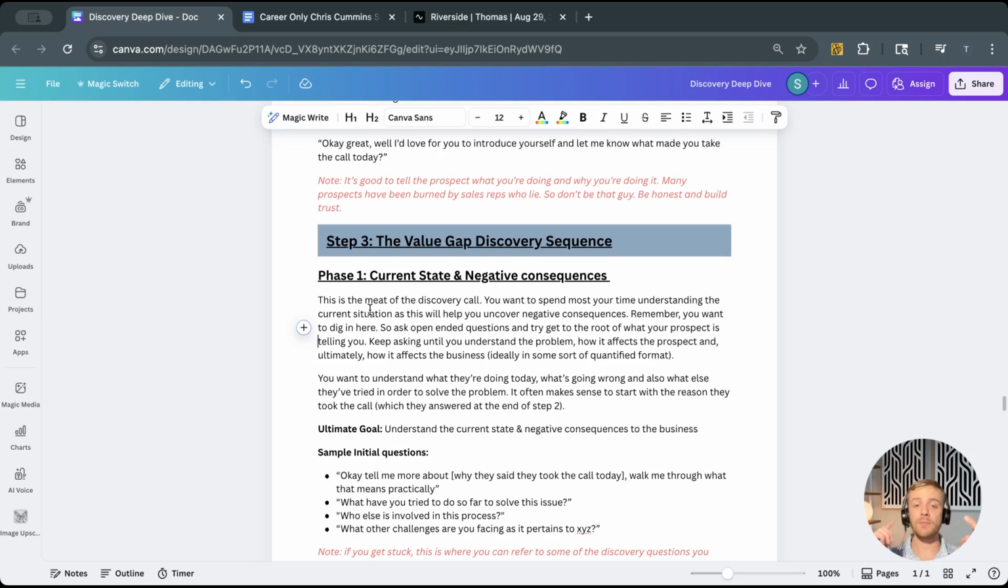You do this by asking open-ended questions in order to get to the root of what the prospect is telling you and the root of what their issues are. Just keep asking until you understand the problem. Don't pretend like you know. Ask until you understand. It will go a long way in building your credibility and showing that you're honest. And then you also want to understand what they're doing today, what's going wrong, and what else they've tried so far. So you can ask questions around that.